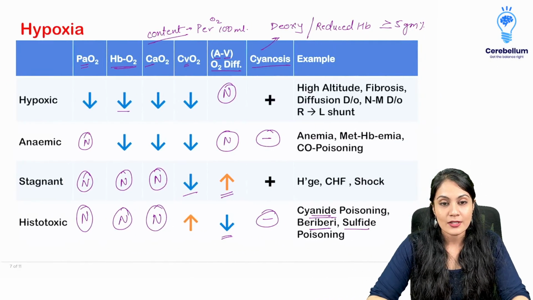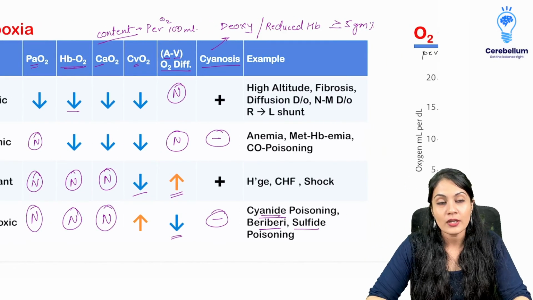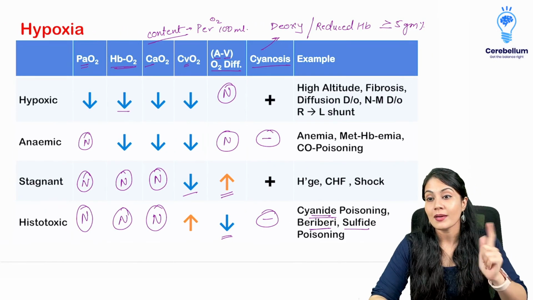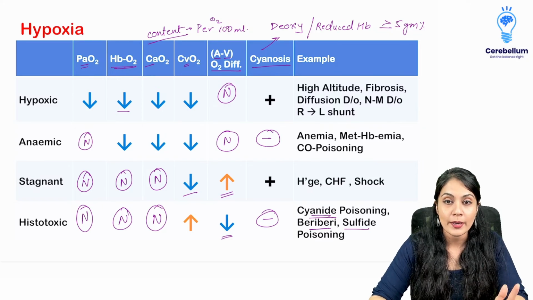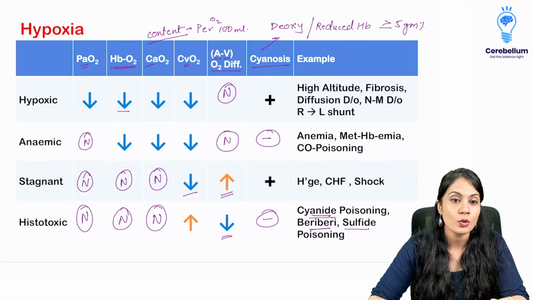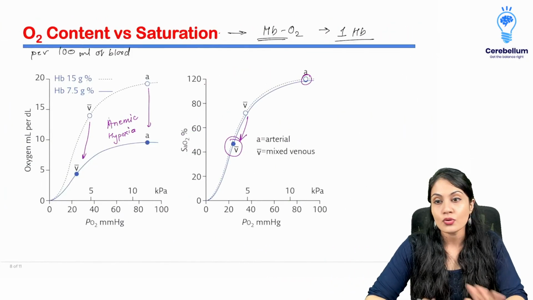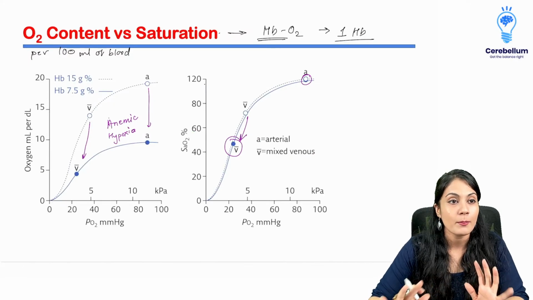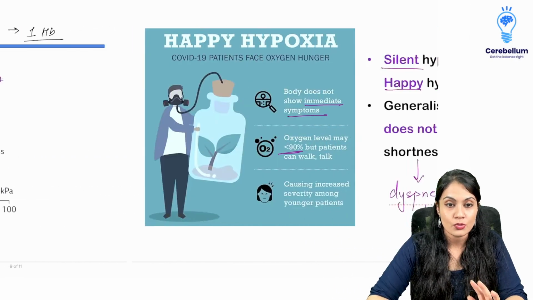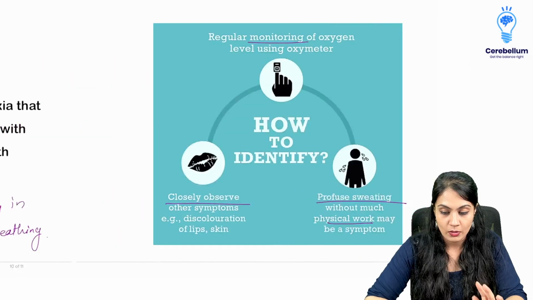Okay. So that is all from my side. I hope you understood what is meant by content, what is meant by saturation, what is meant by partial pressure, what is meant by oxygen-bound hemoglobin. All right. So if you understood this, everything is going to be perfectly fine, right? You will be able to solve all the doubts and all the questions.